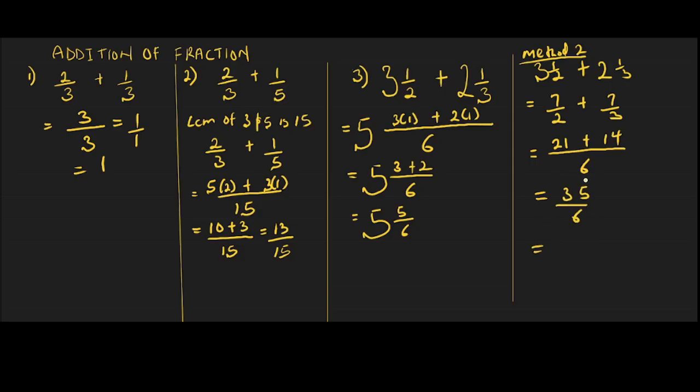Then we change this back to a mixed number. This is going to give us 5 whole number 5 over 6. We arrive at the same answer as with the first method. When we have this case, we can use either this method or this method.